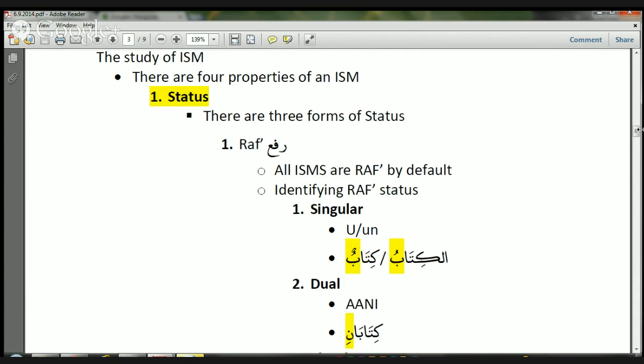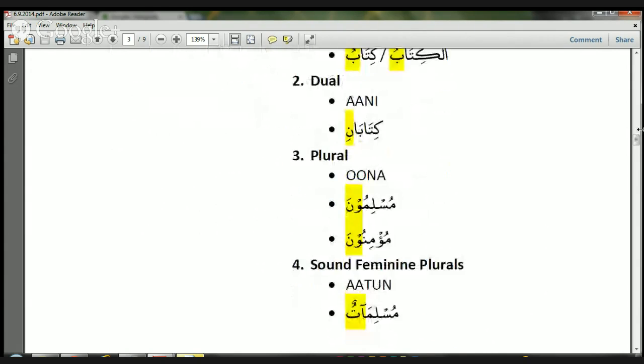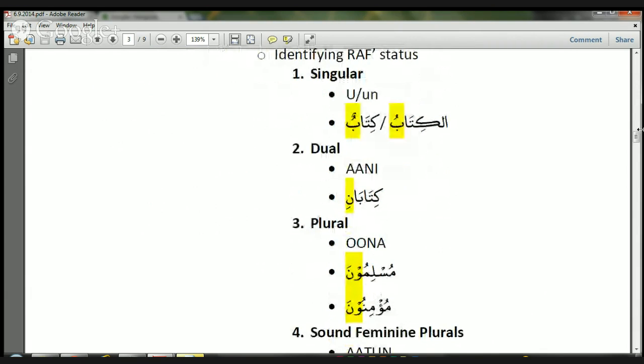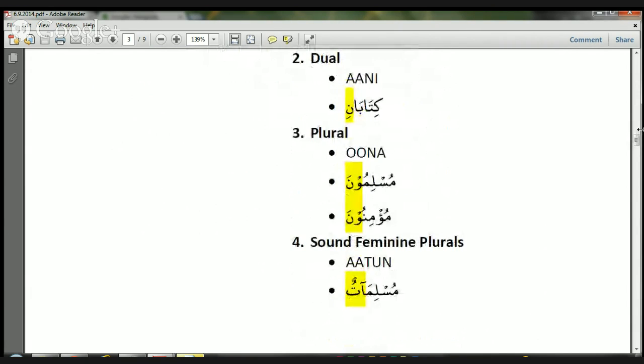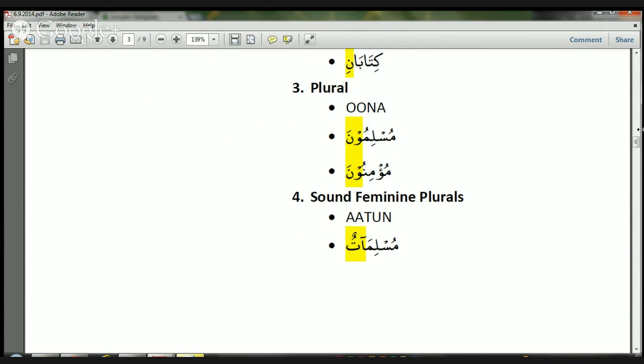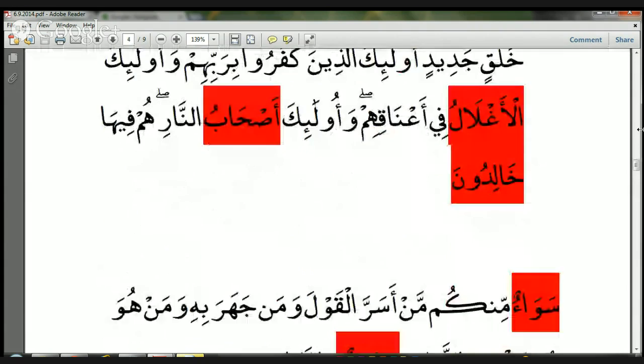And we divided it further into four categories, how to tell if an ism is rafa. If a word is singular, we don't know fully yet how to tell if a word is singular, but if it is, the sound that it will make at the end is u or un. If it's dual, the sound it'll have at the end is ani. And if it's plural, the sound at the end is what? Una. And for the fourth, for sound feminine plurals, what did we mention? That if the ending is atun, it is considered what? Rafa. And we did examples of these.